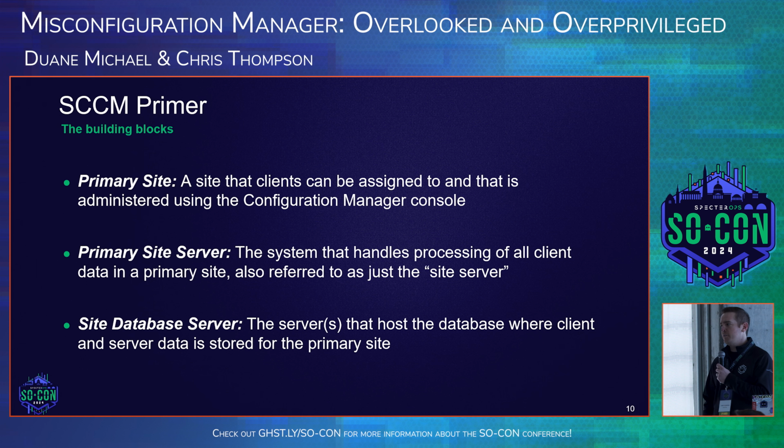So there are a few different kinds of sites. The main one that we're going to deal with is a primary site. That is the type of site that clients are actually joined to. There is also a central administration site, which basically manages multiple primary sites. So you might have a central administration site managing all of your primary sites for the different geographic regions. And there are also secondary sites, which are more for remote satellite offices that have low bandwidth. And you can have multiple secondary sites under a primary site.